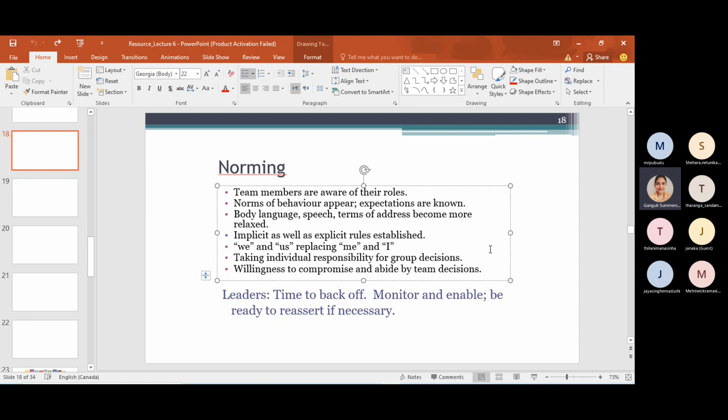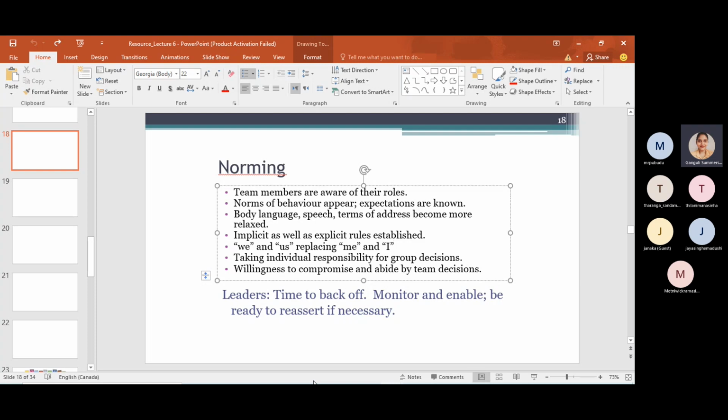During the norming stage, the leaders should sort of back off. Back off means in the norming stage, you don't have to explain everything A to Z to your team members, because your team members are now aware of their roles. Now they are aware of their jobs, right? So now as a leader, you can sort of take a little bit of a rest. The norming stage is the time for the leaders to sort of back off.